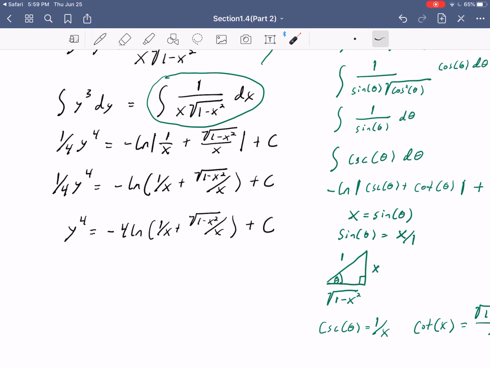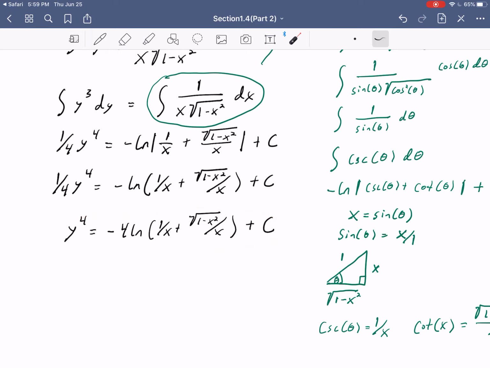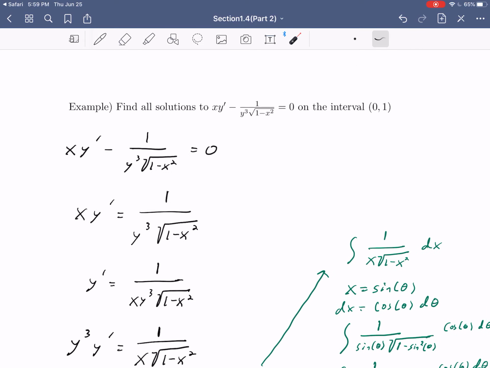So in general, if you run into a not completely invertible function, right, the fourth root is sort of a semi-inverse, I would definitely avoid going any further. So this is a totally appropriate place to end here, even though it's still in an implicit format. So there we go. There's another example of running through and doing a separable differential equation.